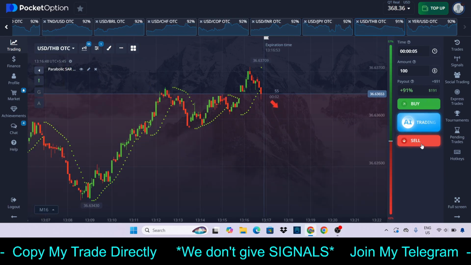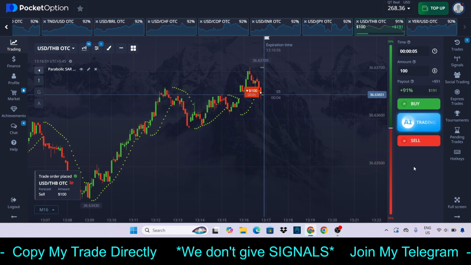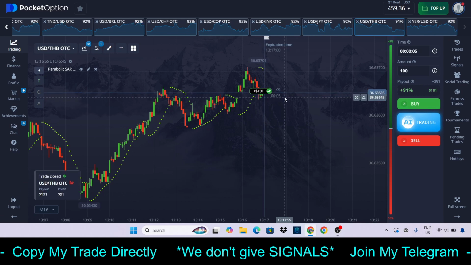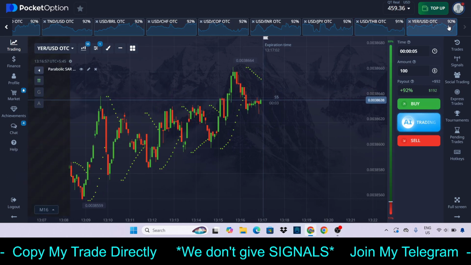So here also you can see one dot has formed. Now the timer is at 1 second, so we made the trade in the lower direction because the second dot has formed here, so we made the profit. So guys, this strategy is this much simple.